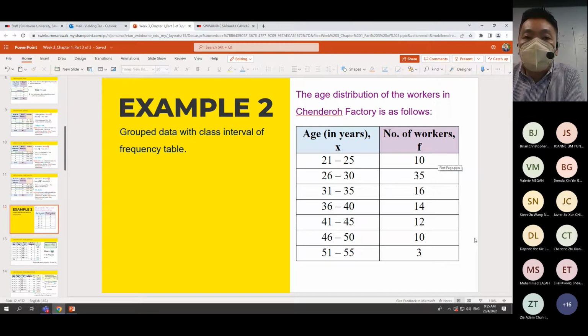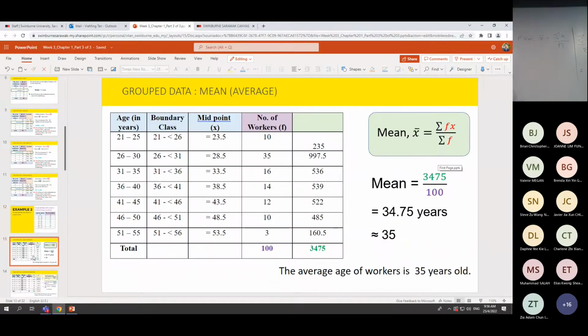So for the class interval question, we have to adjust the class from class limit into class boundary first. Before we do any calculation, it's good that we adjust the class interval from limit to boundary class. So for the first class, we need to put 21 to less than 26.